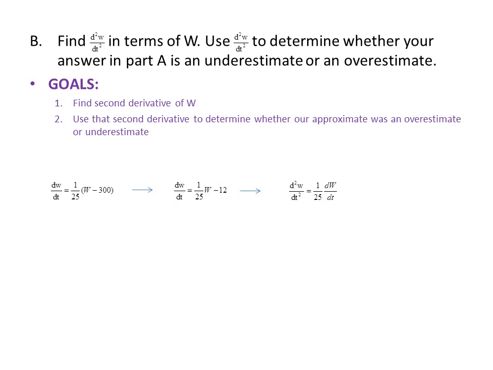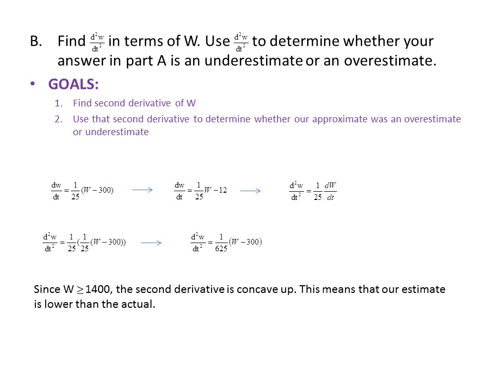Now we can't just simply write down the second derivative as 1/25, because we are taking the derivative with respect to time. So we do need to multiply 1/25 times dW/dt. Once we've done that, we have the second derivative, but to make it a little bit clearer, we can replace dW/dt with the equation that we have. So we'd have 1/25 times 1/25 times W minus 300, and when we simplify that, we have 1 divided by 625 times W minus 300.